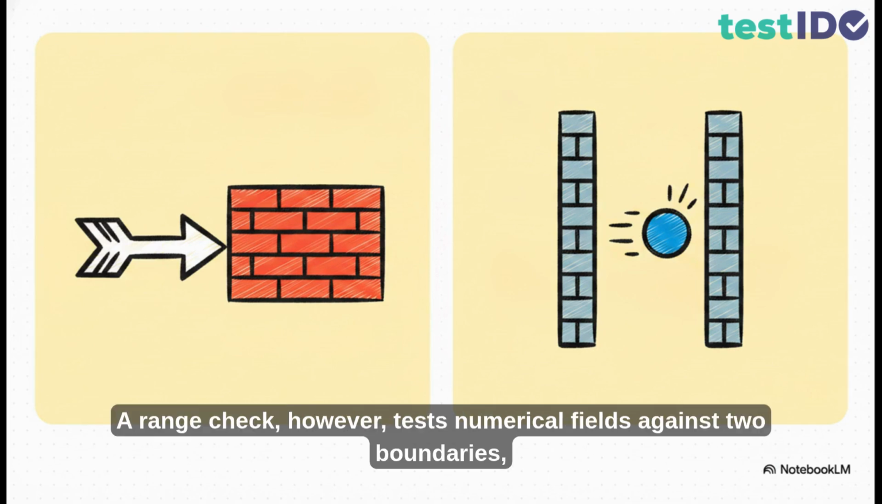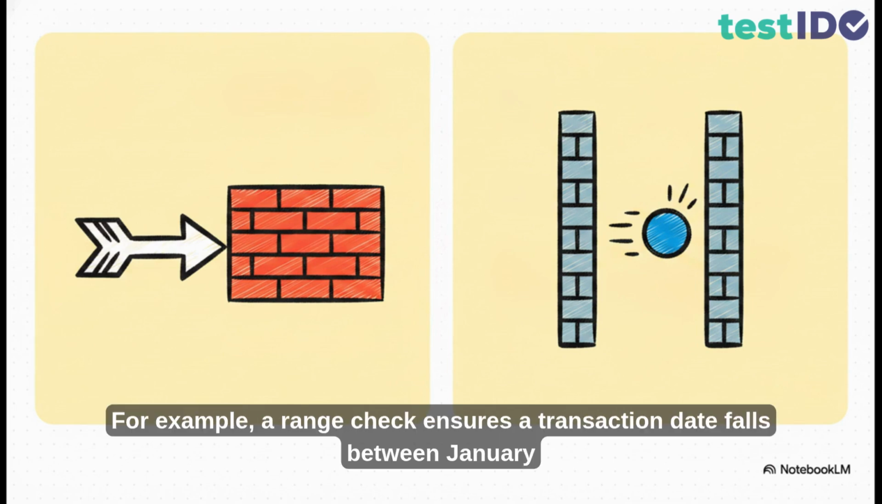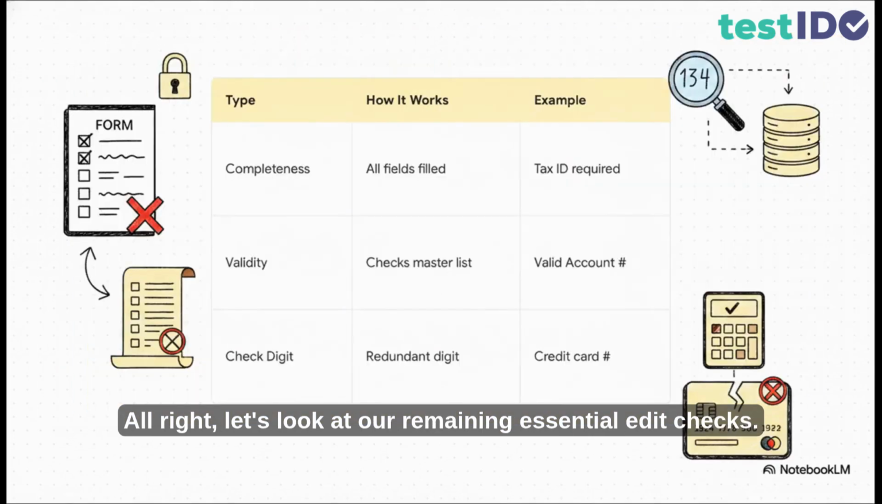A range check, however, tests numerical fields against two boundaries, both an upper and a lower limit. For example, a range check ensures a transaction date falls between January 1st and December 31st. One boundary versus two. You definitely want to keep that distinct in your mind. All right, let's look at our remaining essential edit checks.